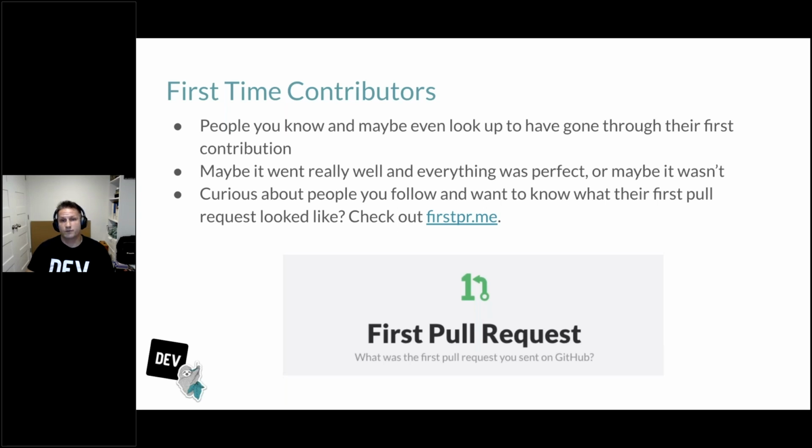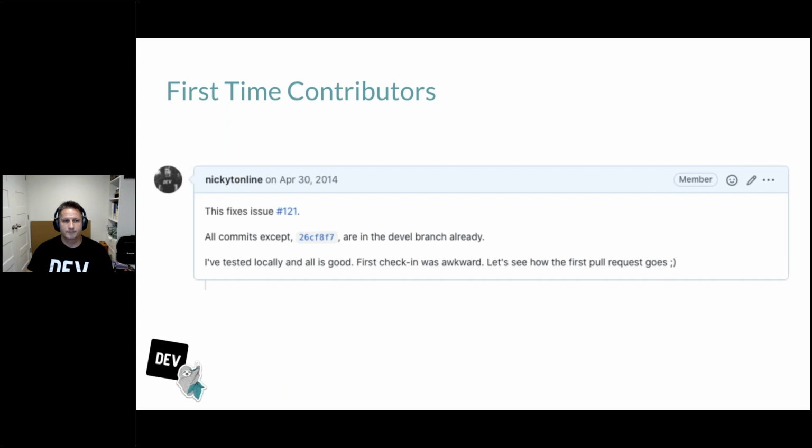I remember my first pull request. I was new to open source and nervous. I wanted my PR to be perfect. Spoiler, it wasn't. If you're curious what it looks like, go to firstpr.me and enter my username, NickyTOnline. Here's a screenshot of my description of my PR. Based on that description, it was definitely not perfect.